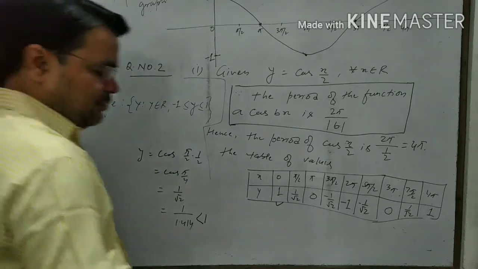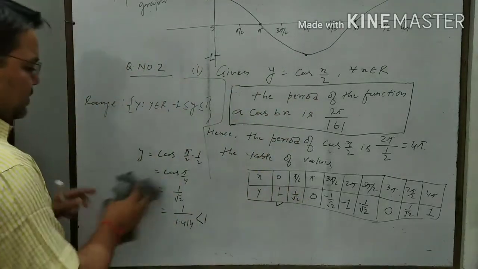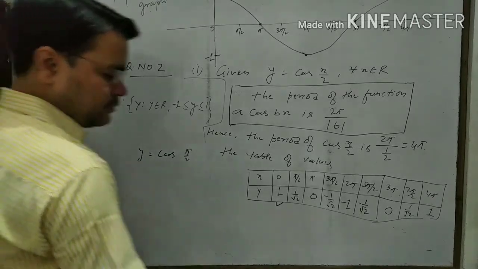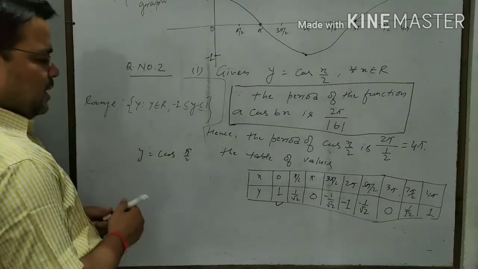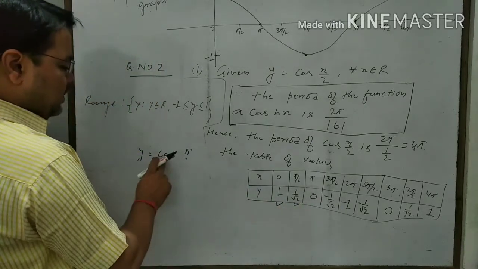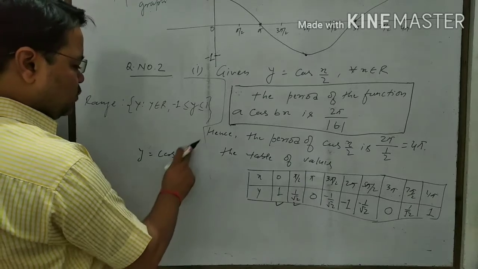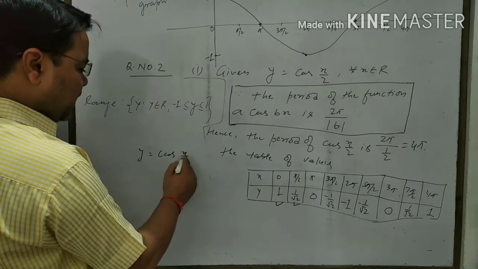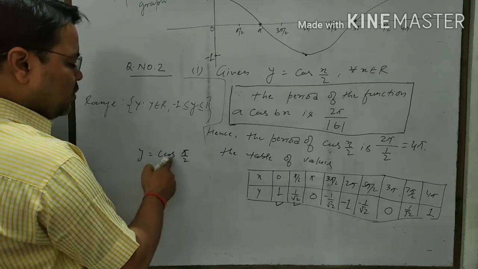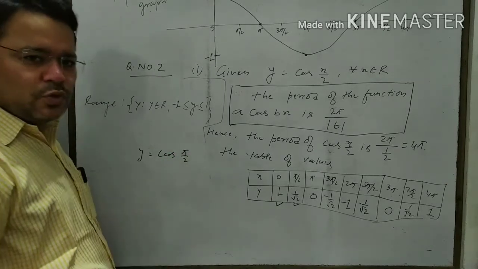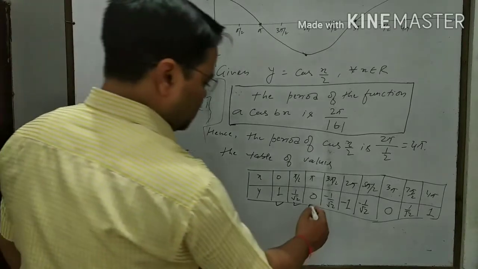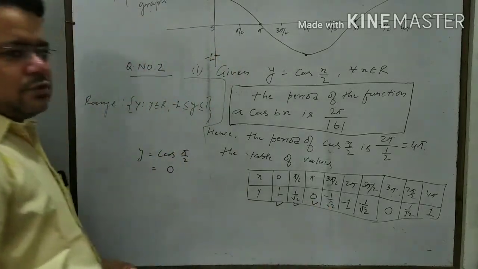Now again, if we take x is equal to pi, then what happens? Try to understand. If x is equal to pi, then cos x by 2 will be cos pi by 2, and we know that cos pi by 2 is 0. Therefore, cos pi by 2 is equal to 0.